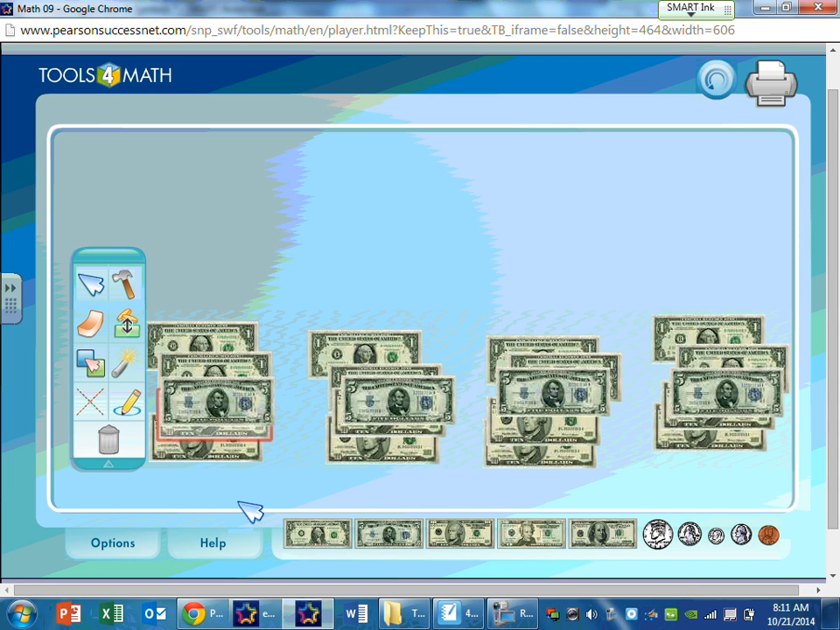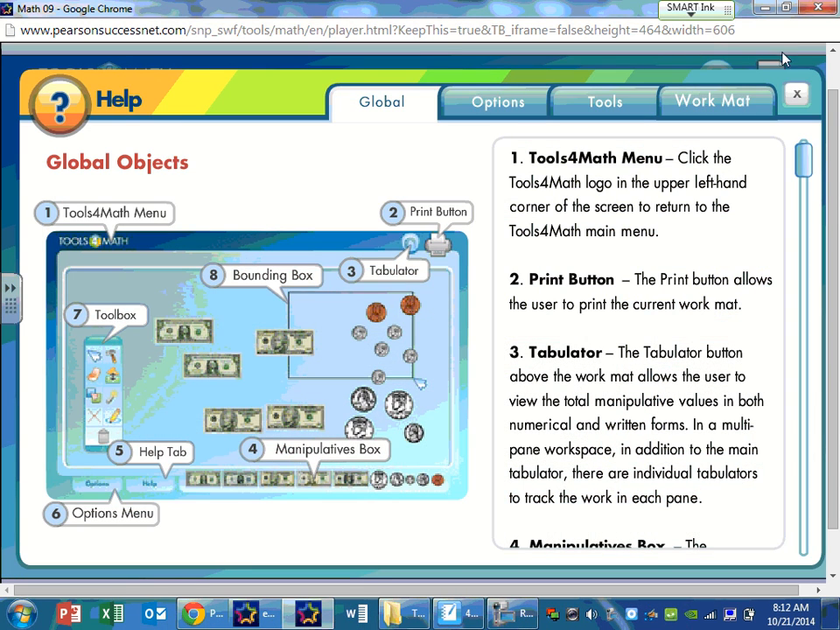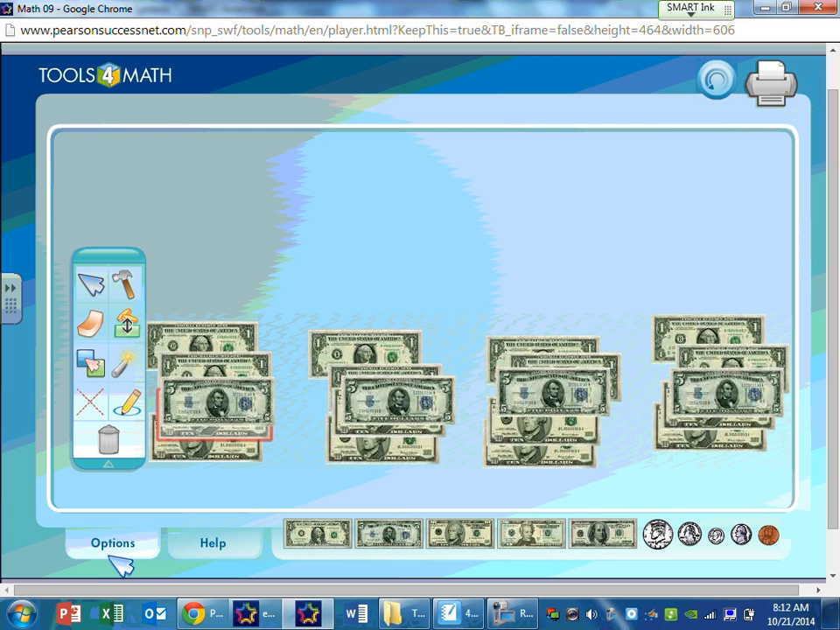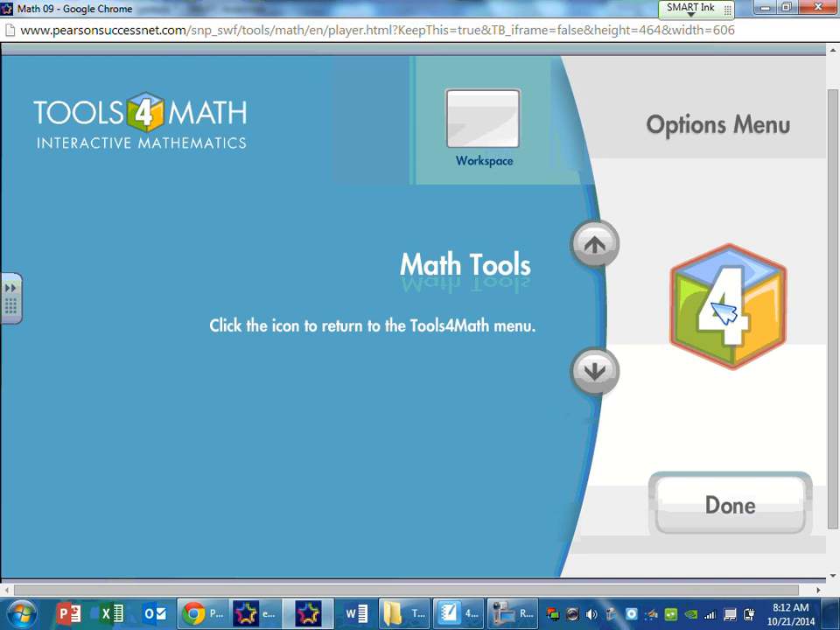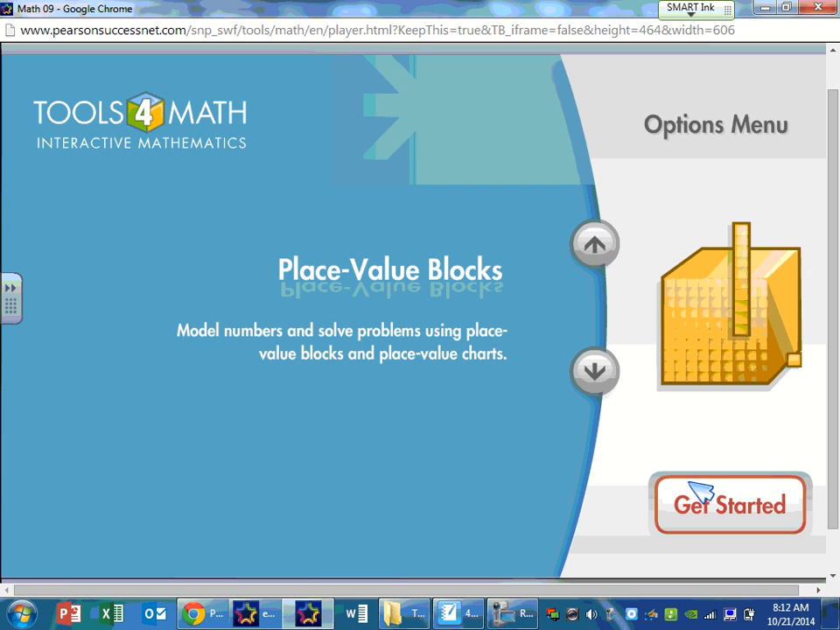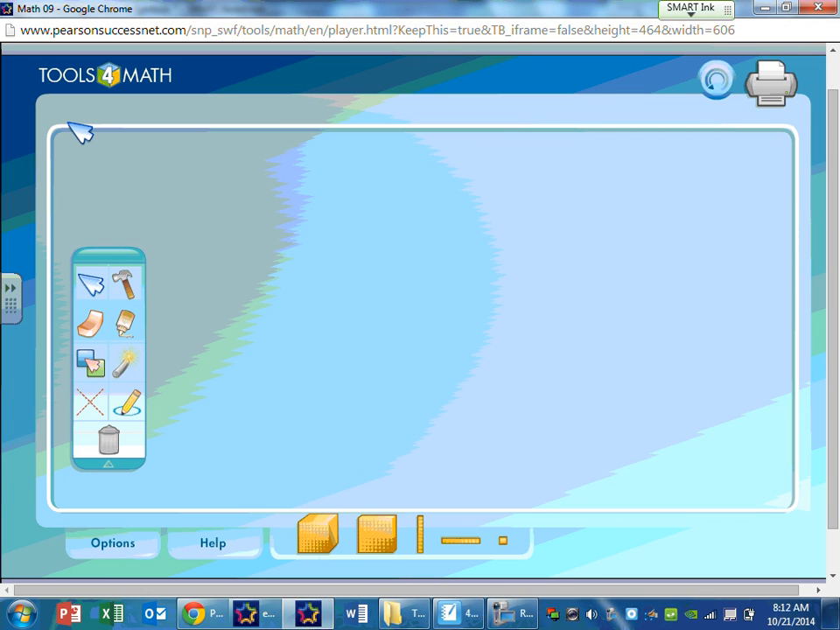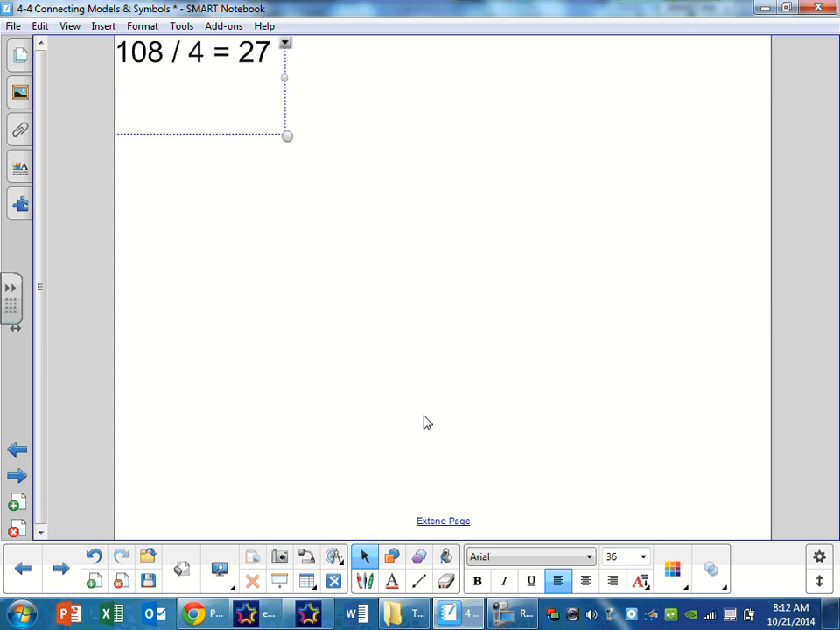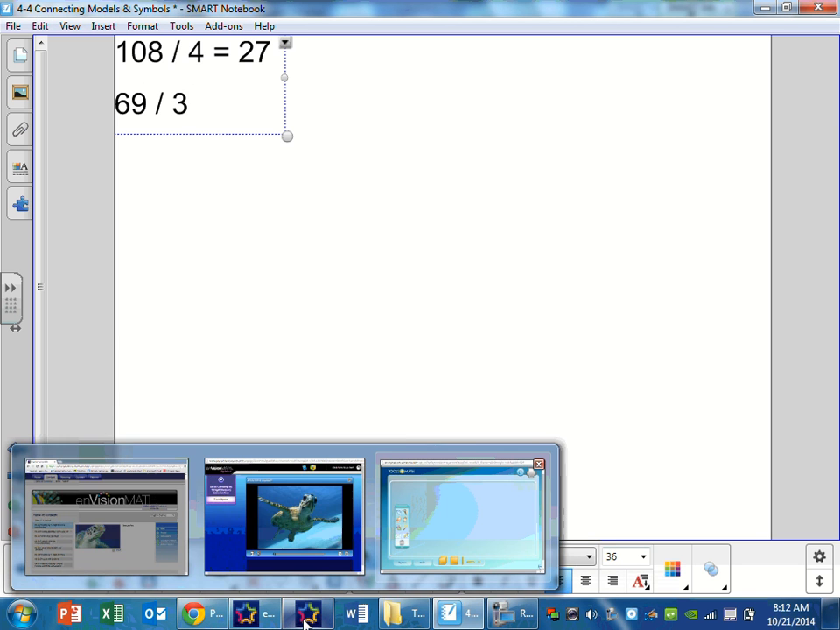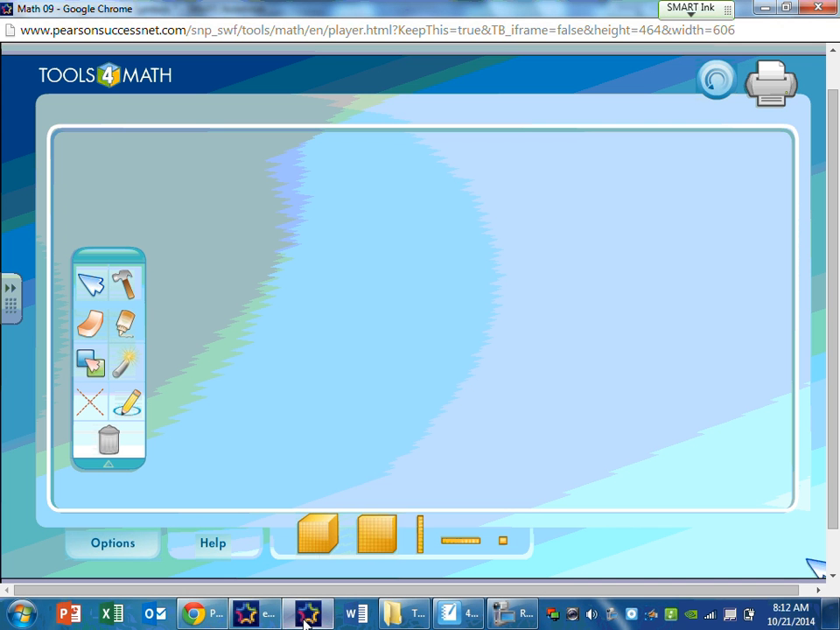Now I want to show you how you can also model with place value blocks. So I'm going to go to, not help, where do I go? Options, and I want math tools, but I want to use place value blocks instead. So let's model 69 divided by 3. Whatever my dividend is, that's what I need to start with. So I'm going to start with 69.